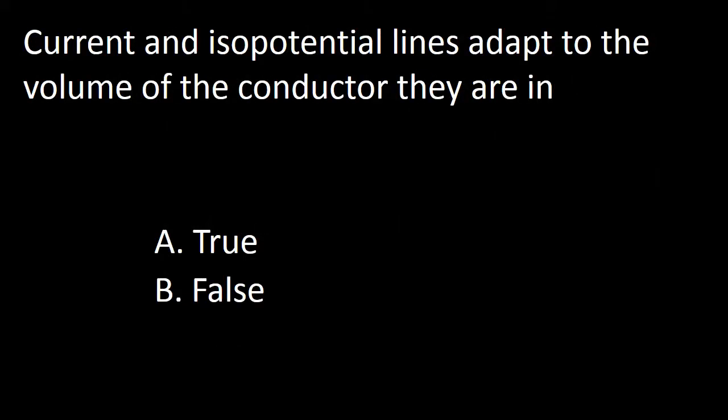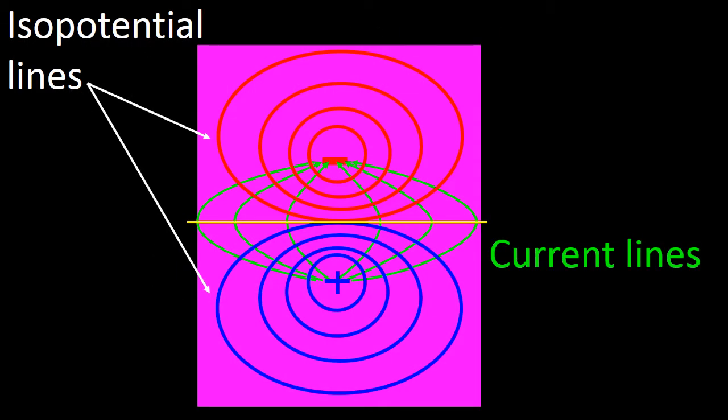Next question. Current and isopotential lines adapt to the volume of the conductor they are in. A true, B false. In this diagram, I have represented the isopotential lines and the current lines of the same force in a conductor with no resistance but a finite volume. The volume is represented by the magenta rectangle.